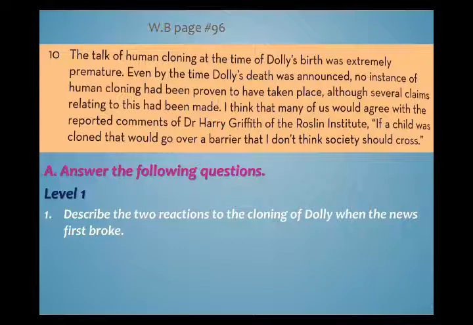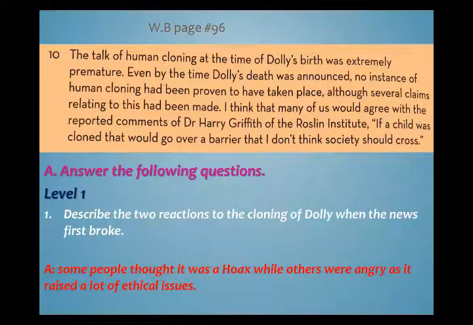We have a first question. So the answer will be: some people thought it was a hoax while others were angry as it raised a lot of ethical issues.